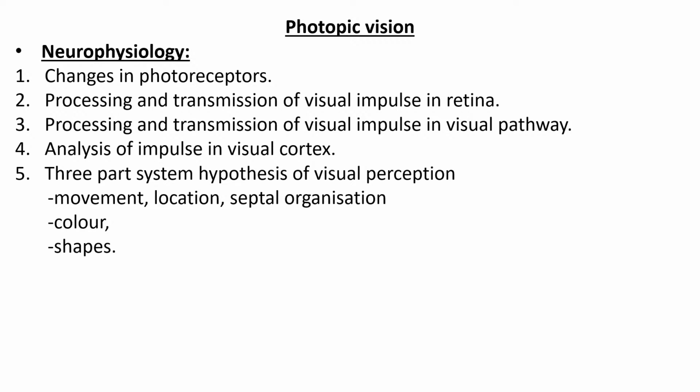Photopic vision neurophysiology. The steps: changes in the photoreceptor occur, then processing and transmission of visual impulse in the retina. After that, processing and transmission of visual impulse in the visual pathway, analysis of the impulse in the visual cortex, then the three-part system hypothesis of visual perception occurs: movement, location, spatial organization, color, and the shape sense.